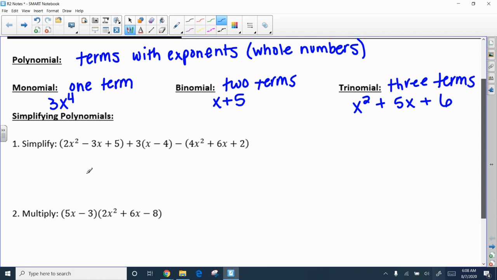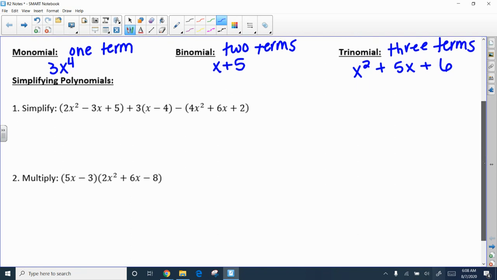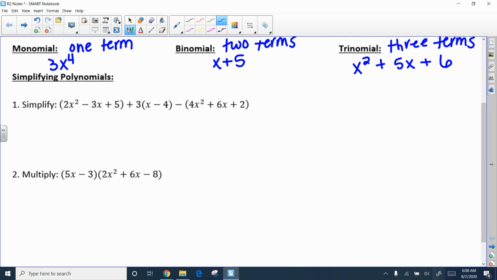So to simplify polynomials, we should be able to add and subtract them as well as multiply them. And later on in Unit 3, we will review how to divide them. So for now, we're just adding, subtracting, and multiplying.